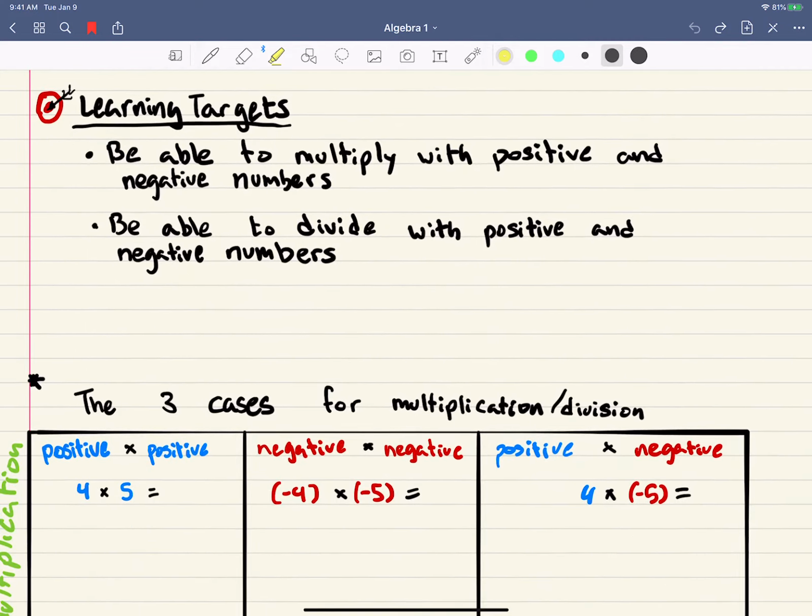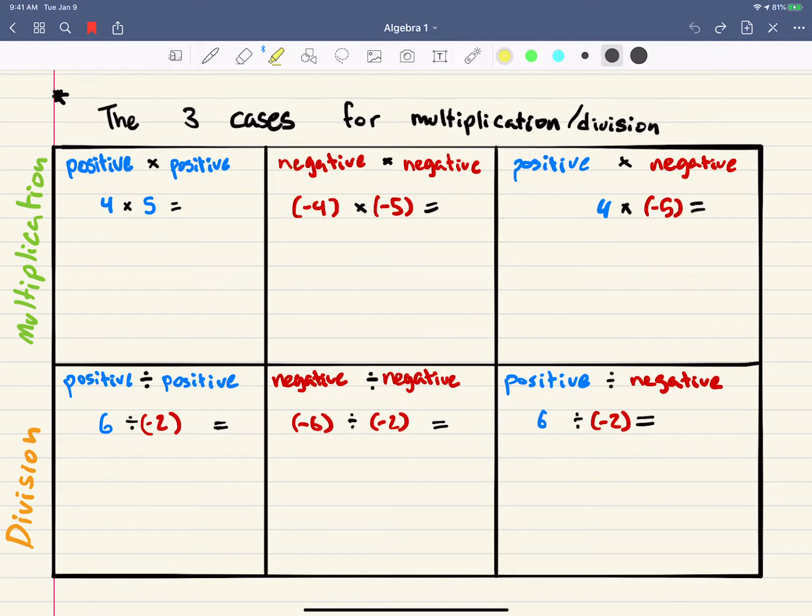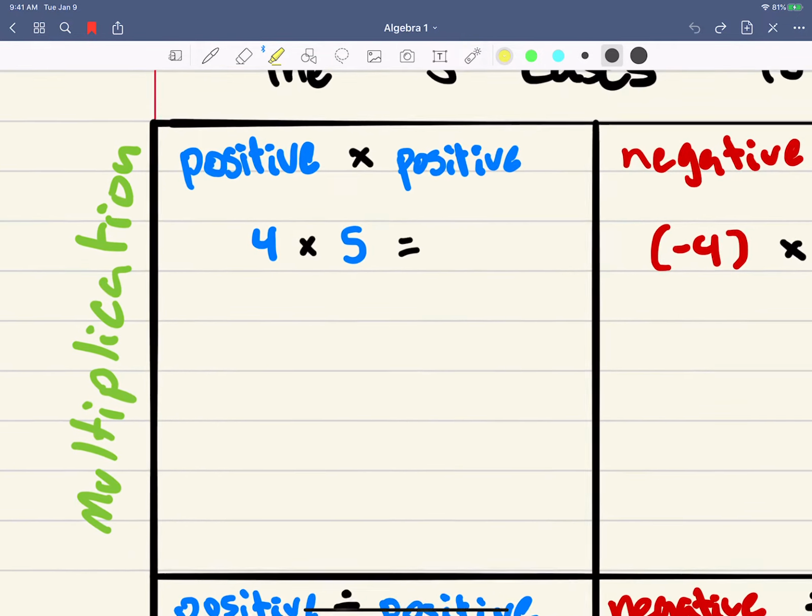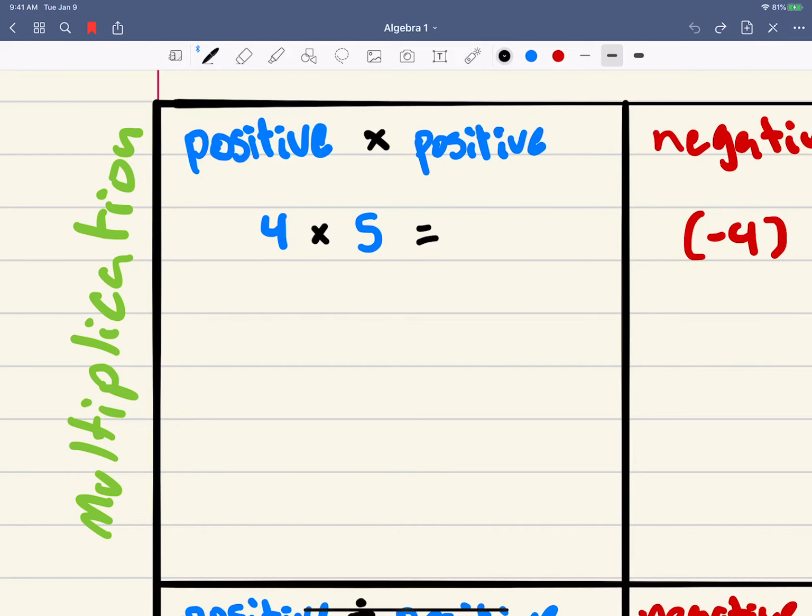So there are three cases for multiplication and division. There's what happens when you get positive times positive, negative times negative, and positive times negative, which is the same thing as negative times positive. We're going to focus on multiplication right now, and on this section right here. Positive times positive. What's 4 times 5? I'm not even going to pretend that we don't know. That's 20. Positive times positive, we're used to, it results in positive.